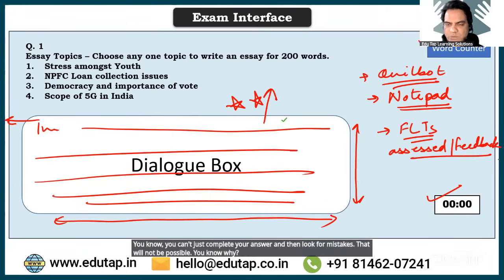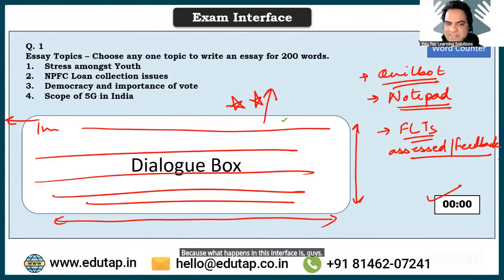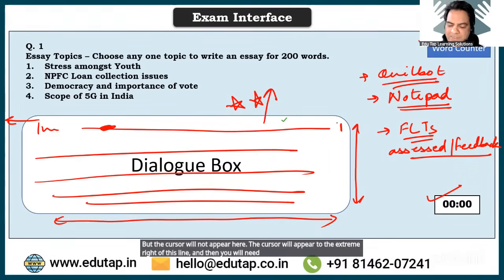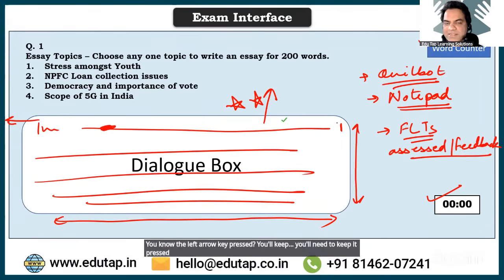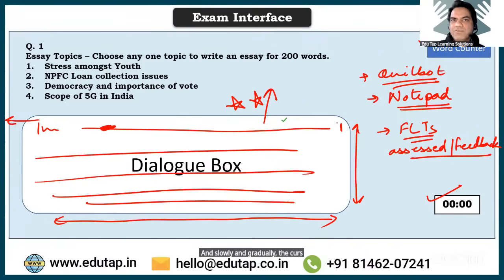You know why? Because what happens in this interface, guys, the biggest challenge is, let's say you've written your complete essay, then you start proofreading it. You find that there is a mistake in one word at the beginning of the sentence. You want to edit it, you want to rectify it. So you take your mouse, you want to click here, right? But the cursor will not appear here. The cursor will appear at the extreme right of this line, and then you will need to keep the left arrow key pressed for very long. Then the cursor will start shifting to the left, and slowly and gradually the cursor will come to the word that you want to edit, and then you will be able to edit that word.